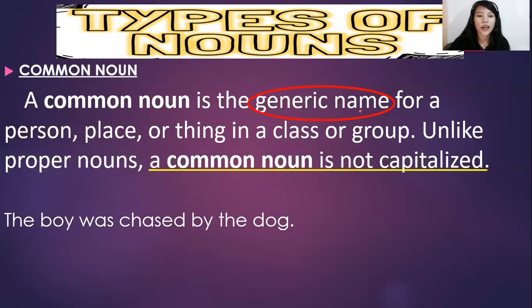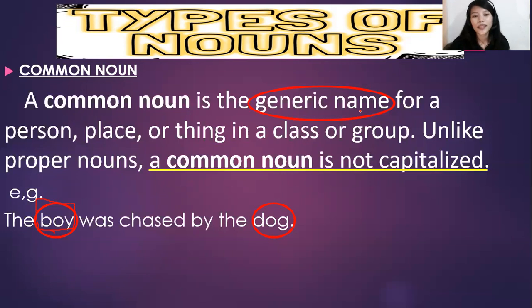For example, the boy was chased by the dog. Here we have the word boy, which is our common noun, and the word dog, which is also a common noun. Why is boy our common noun? Because boy names a general name of a person. But if I would say Rowell was chased by the dog, the word Rowell is not a common noun because it names a specific name of a person.